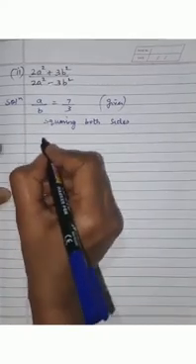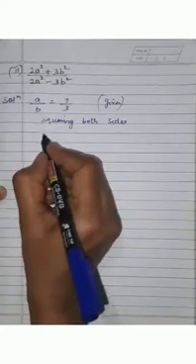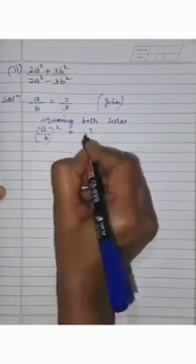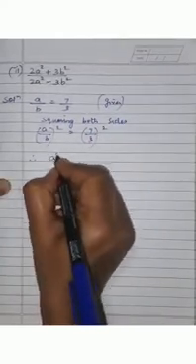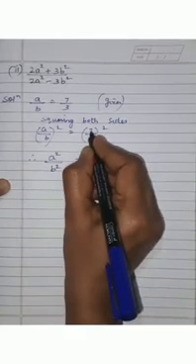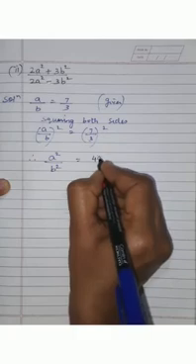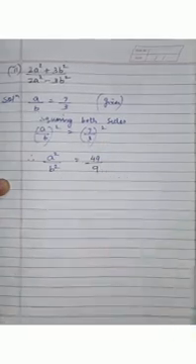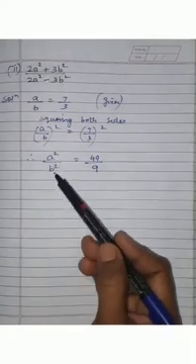We will be getting a upon b whole square is equal to 7 upon 3 the whole square. So therefore, when we open the bracket, we have a square upon b square is equal to, the square of 7 is 49 and square of 3 is 9. Okay children, now we got a square upon b square as 49 upon 9.